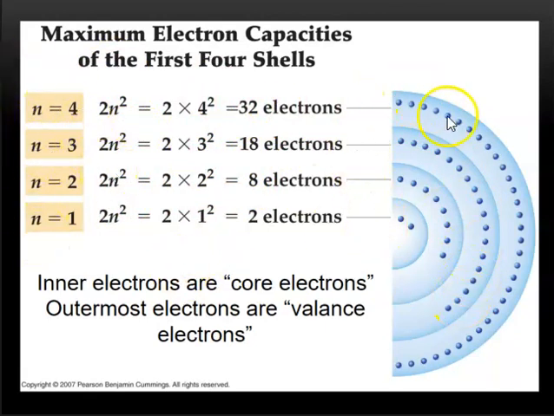Now, the electrons in the outermost layer, the ones with the highest principal quantum number, those are what we call the valence electrons. All the ones below it are kind of inside the atom. Those are what we call core electrons. The valence electrons, as it turns out, are going to be the really important ones because those are the ones that interact with stuff. Those are the ones that are on the outside of your atom.